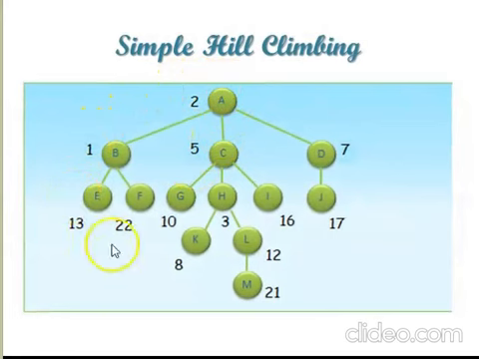So let this be a tree representing a hill. These are the different locations available on the hill, and these values are the height of the spots which are above the sea level. Let it be in meters. That means this K is 8 meters above the sea level. This is 12 meters above the sea level. This is 3 meters above the sea level.